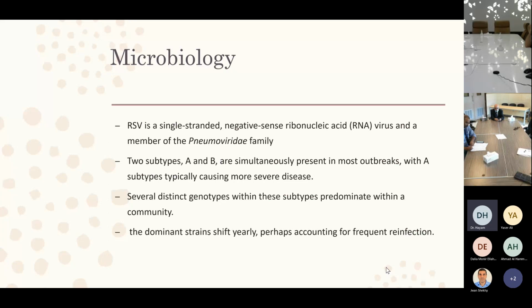Now, RSV is a single-stranded negative sense RNA virus. It's a member of the Paramyxoviridae family. There are two subtypes, A and B. Under the subtypes, there are subgroups and certain genotypes. A is usually the one related to more severe disease.